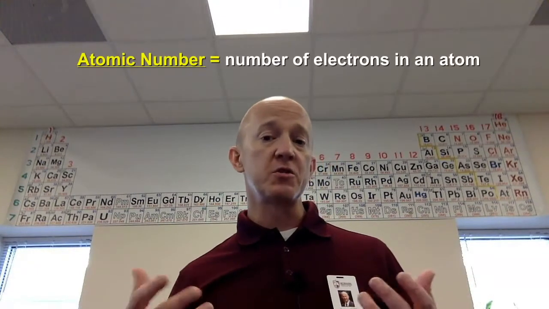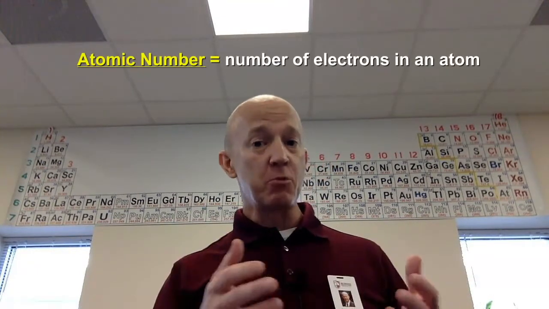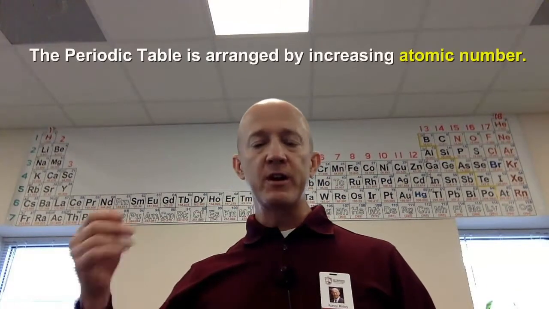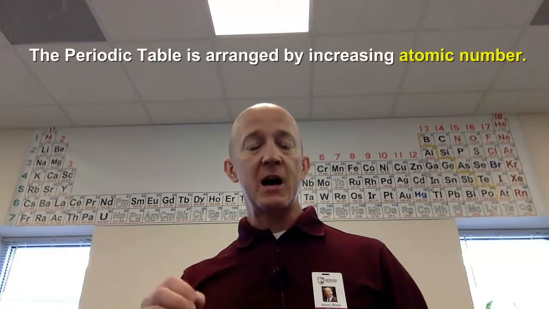Since atoms are balanced, since they are neutral, that means you have to have equal amounts of protons and electrons. So you could also say that the atomic number is equal to the number of electrons as well. Now, before Moseley's discovery, the periodic table had been arranged by atomic mass, increasing atomic mass. But now with this discovery and the number of protons for each element, it was decided that it would be rearranged according to atomic number.